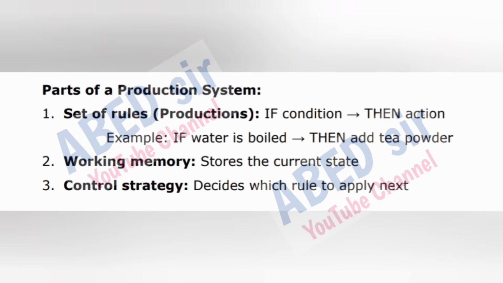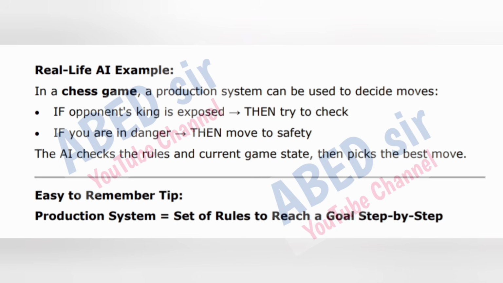Parts of a production system. 1. Set of rules, productions: if condition then action. Example: if water is boiled then add tea powder. 2. Working memory stores the current state. 3. Control strategy decides which rule to apply next. Real-life AI example: in a chess game, a production system can be used to decide moves. If opponent's king is exposed, then try to check. If you are in danger, then move to safety. The AI checks the rules and current game state, then picks the best move.